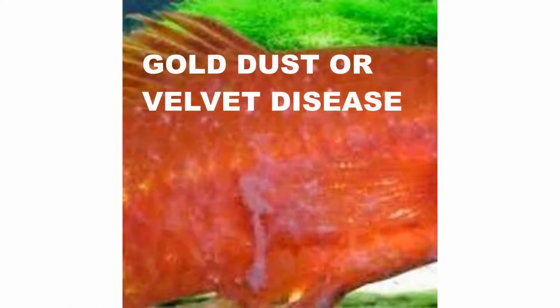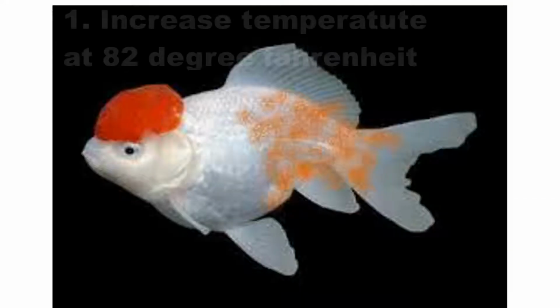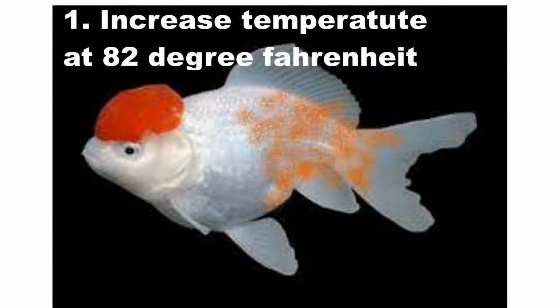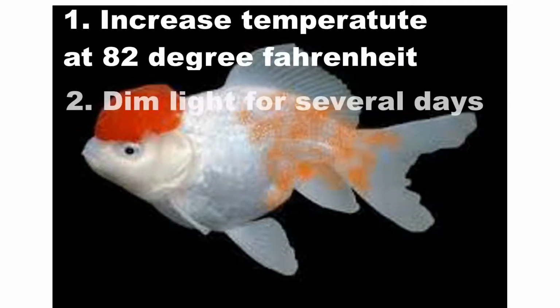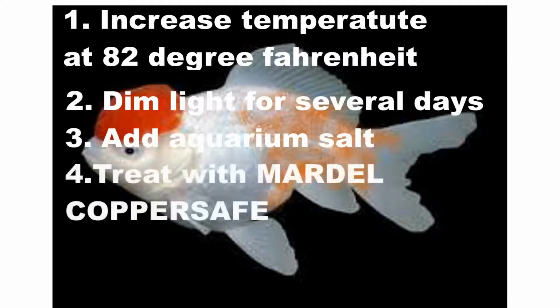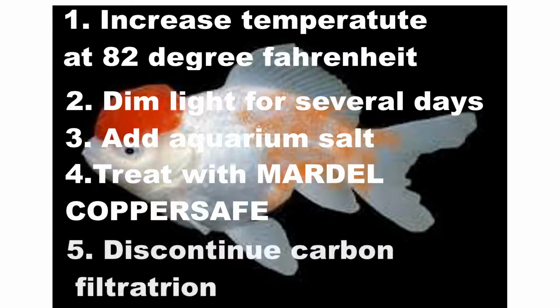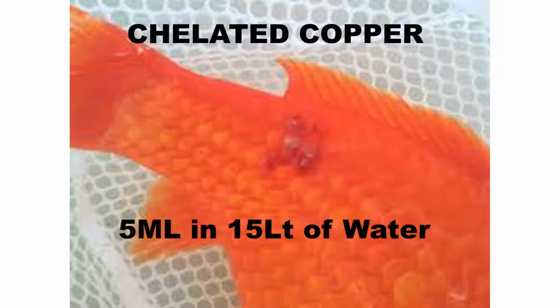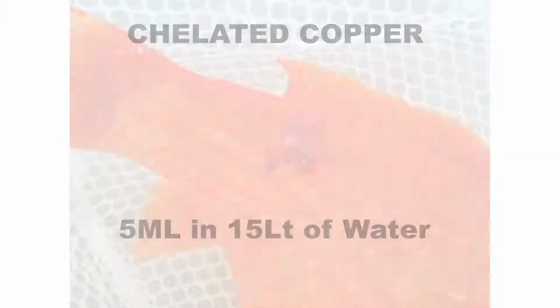The fifth disease was gold dust disease or velvet disease. Raise the water temperature to 82 degrees Fahrenheit, dim lights for several days, add aquarium salt, treat with Mardel Copper Safe for 10 days, and discontinue carbon filtration during this treatment. Mardel Copper Safe is a trade name of a medicine which contains chelated copper. Use 5 ml in 15 liters of water. Now you can use it as per your water capacity.